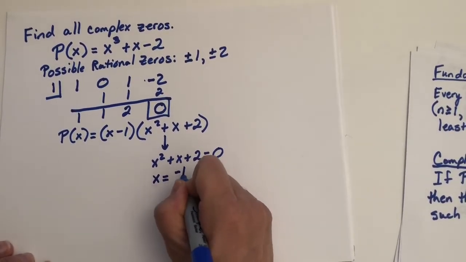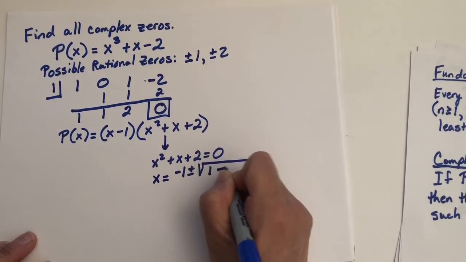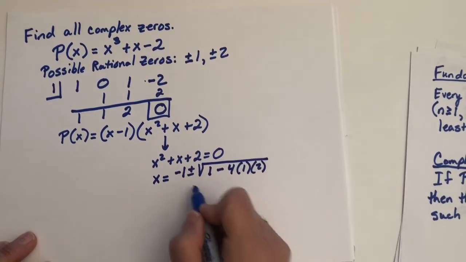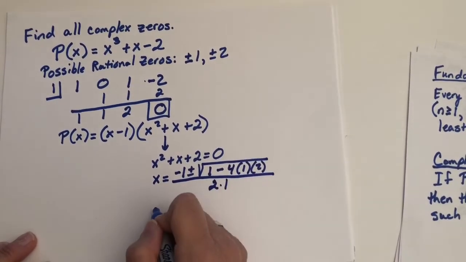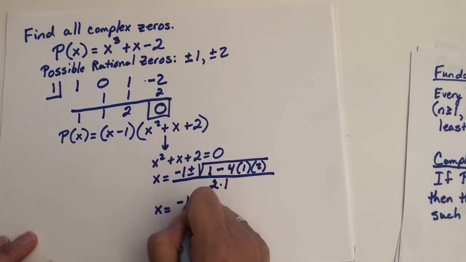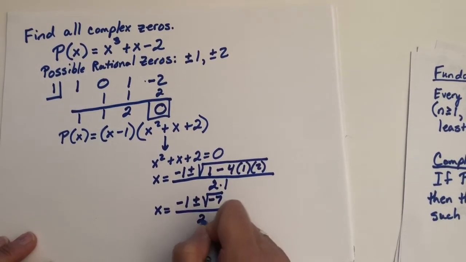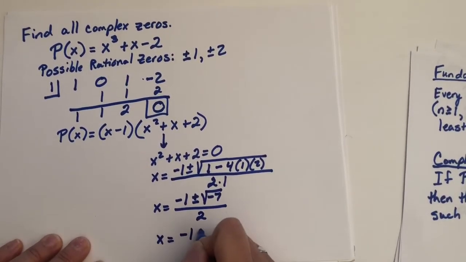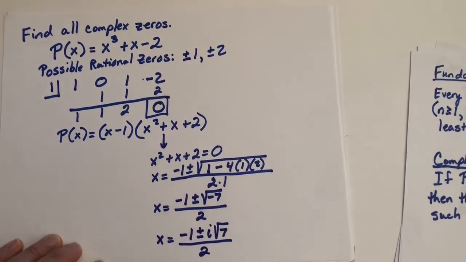So we have the opposite of b plus or minus the square root of b squared minus 4 times a times c, all over 2a. And if we simplify this, we get negative 1 plus or minus the square root of negative 7 over 2. And let's write that in a little better form. We have x equals negative 1 plus or minus i square root of 7 over 2.